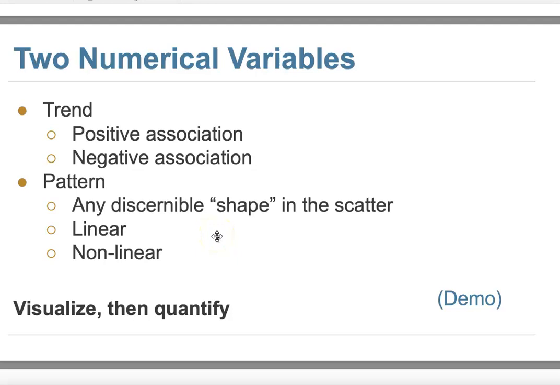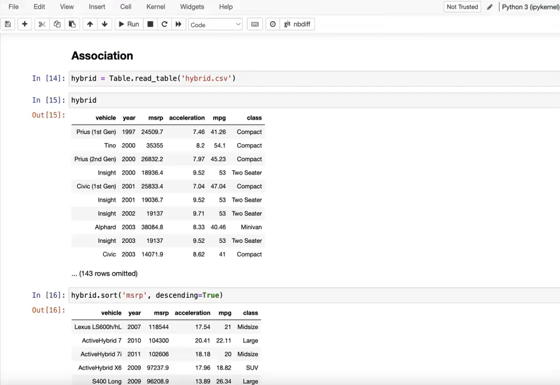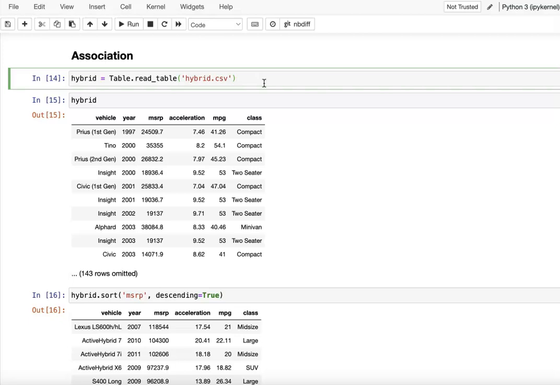At the end of the last lecture video, we talked about the association of two numerical variables. We talked about how you need to visualize, then quantify. So let's see the demo about the new data file we have. In here, we will have another data file that has all the models of the hybrid car.